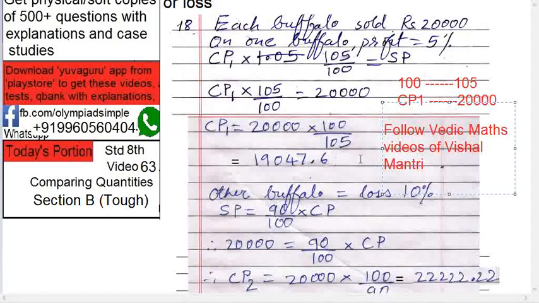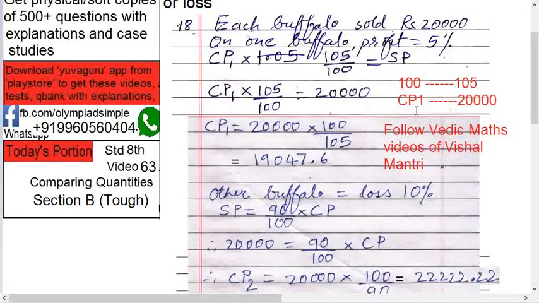Okay, let's move ahead. One point which I noted was this concept is very difficult to understand for you guys. Means how come this CP1 into 105 upon 100, what is this? Here, always follow a simple logic. Suppose if I buy something for 100, how much will I sell for? 5% profit, so 105.